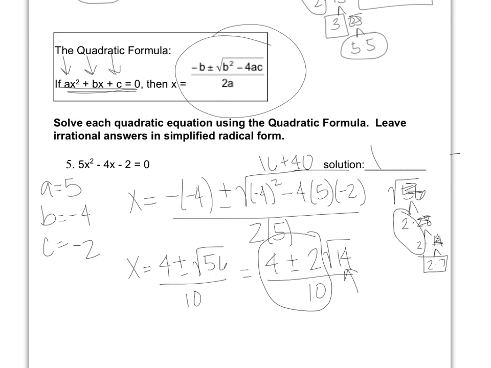So x would equal 2 plus or minus the square root of 14 over 5. And you could write a 1 in front of that square root of 14 if you wanted. Okay, so you divided all of those by 2. Since you can't add it, that would be your answer there.